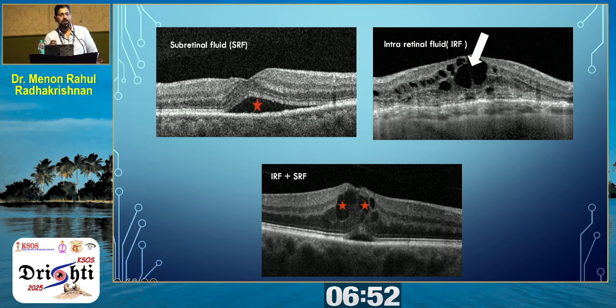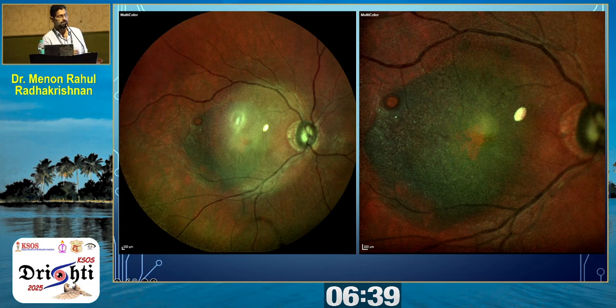When you look at an OCT, you can have the fluid below the retina, that is subretinal fluid, or within the retina, that is intraretinal fluid, or you can have a combination where you have intraretinal fluid as well as subretinal fluid. So let's look at these pathologies now.